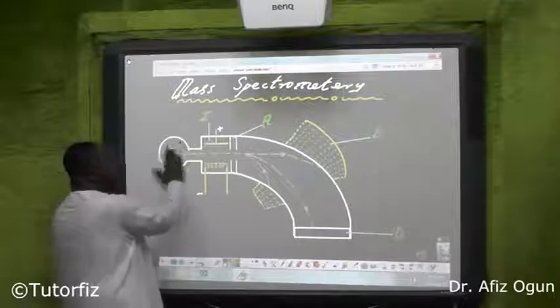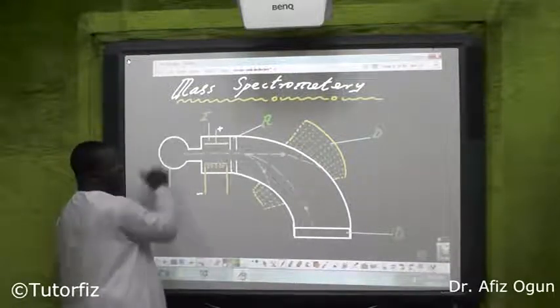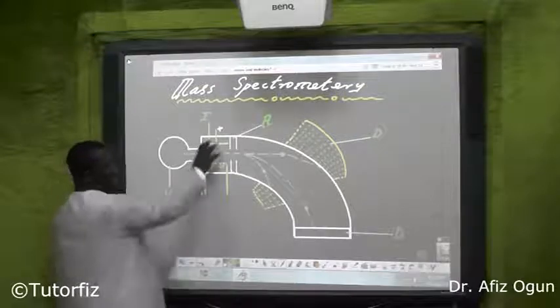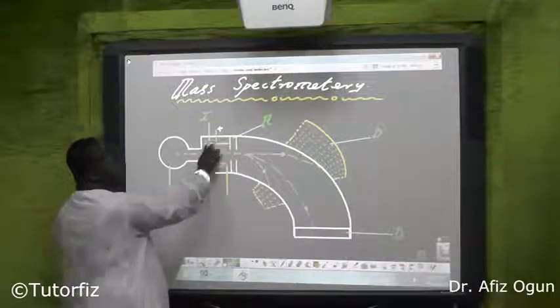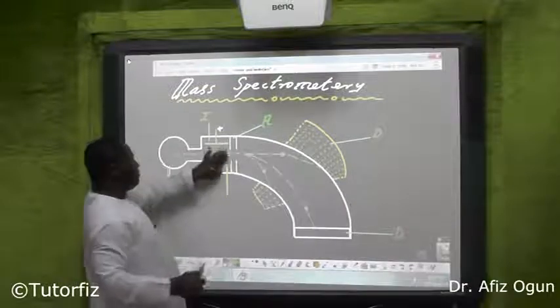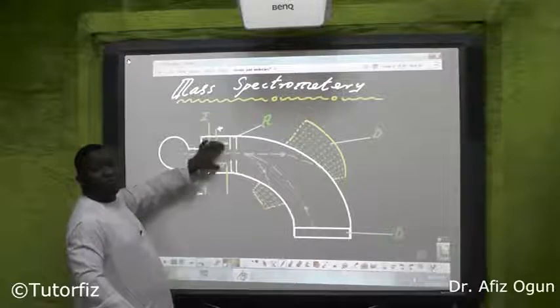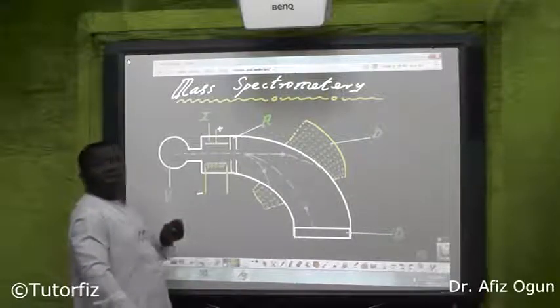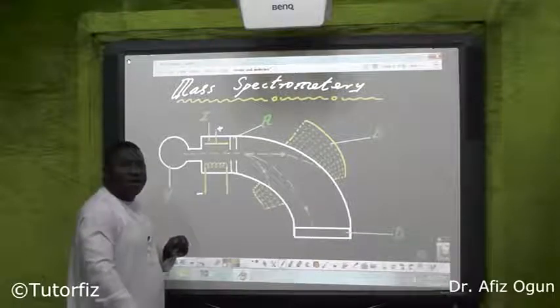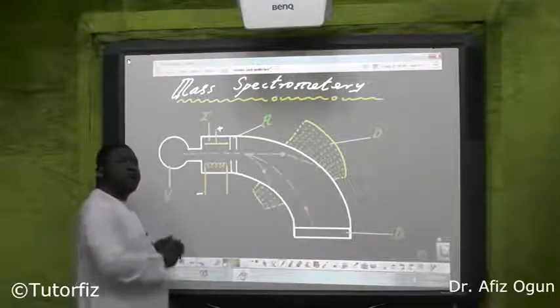This is called the vaporizer. V, vaporization takes place there. Here, ionization takes place, and it is called the bombardment chamber. Before ionization takes place, you should know the meaning of ionization. Ionization means you add an electron or you kick out an electron. This time around, we kick out an electron.